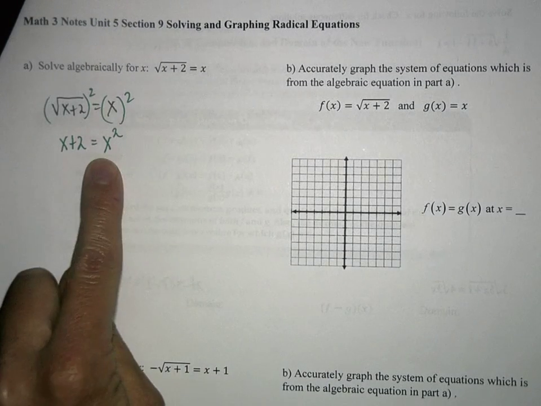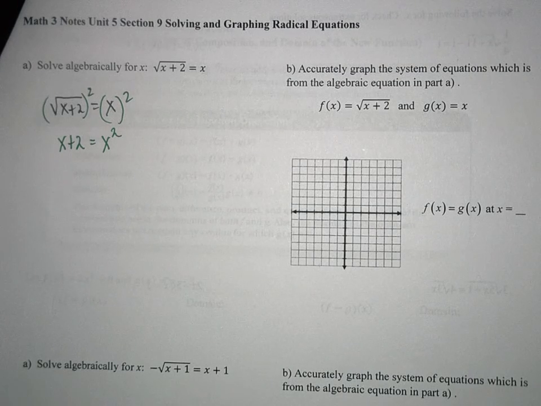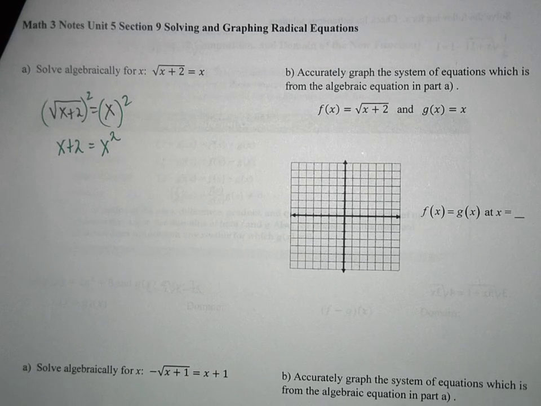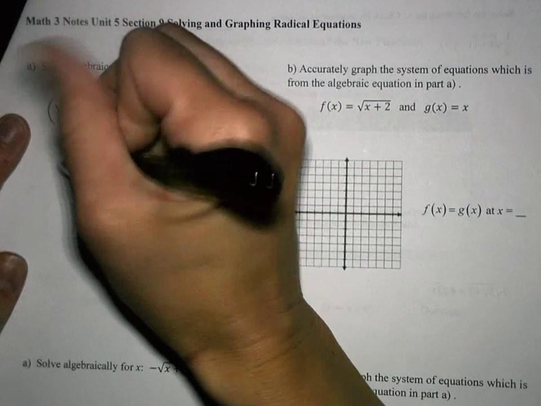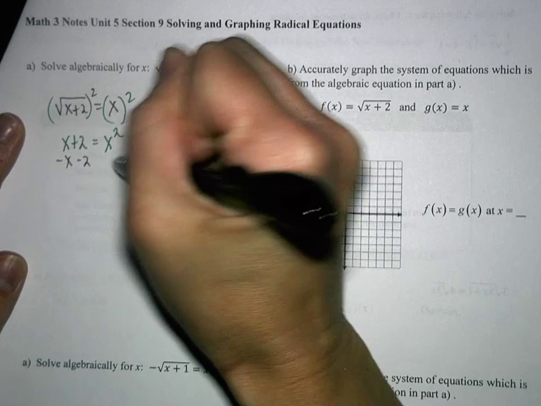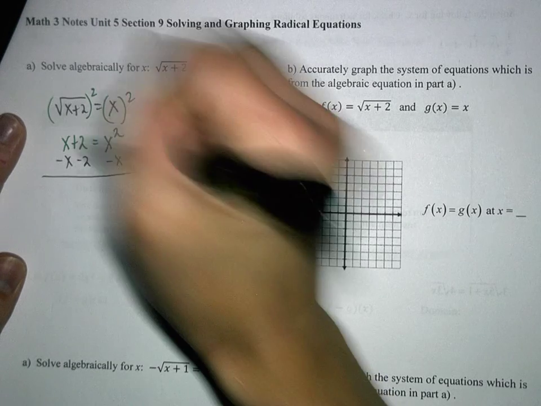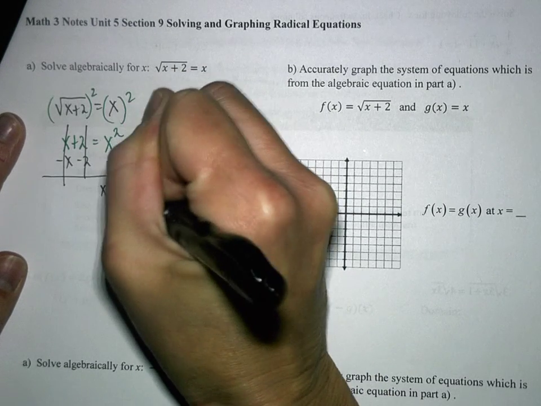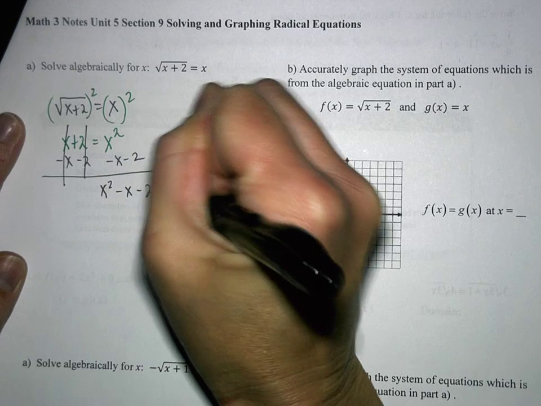When we have an x squared term, what do we know? In order to solve for x, what are we going to have to do? Yeah. Very good. Set it equal to 0, and then x squared needs to be positive. So that means I'm going to move all of this stuff on the left to the right. So minus x minus 2, minus x minus 2. These eliminate, and we end up with x squared minus x minus 2 equals 0.